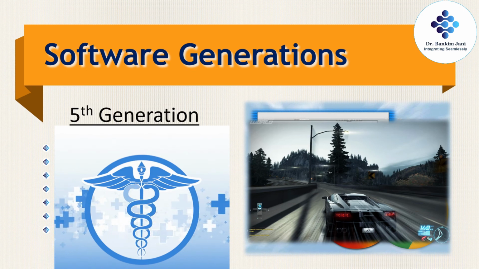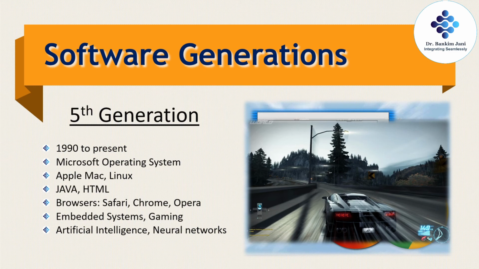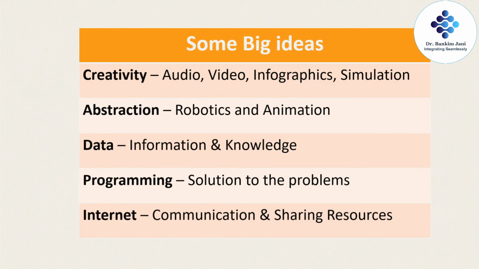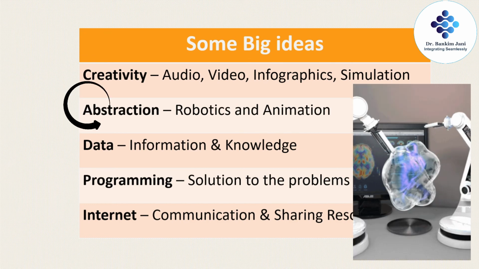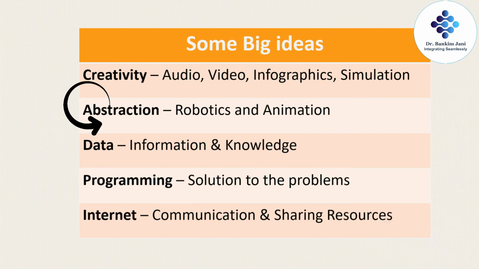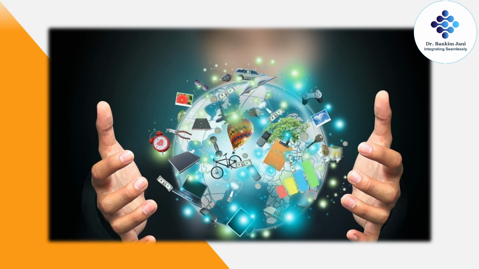This was the first step towards computer networks. Now this takes us to the understanding that computers are integrated into our life at every level. Some big ideas in computing: creativity in the form of audio, video, infographics, animation, whether we use it for games, entertainment, movies, medical, defense, and so on. Abstraction, that's the idea for robotics and animation. Data and information for knowledge. Programming for solutions to problems. Internet for communication and sharing resources. Combined effect, it enables innovation.